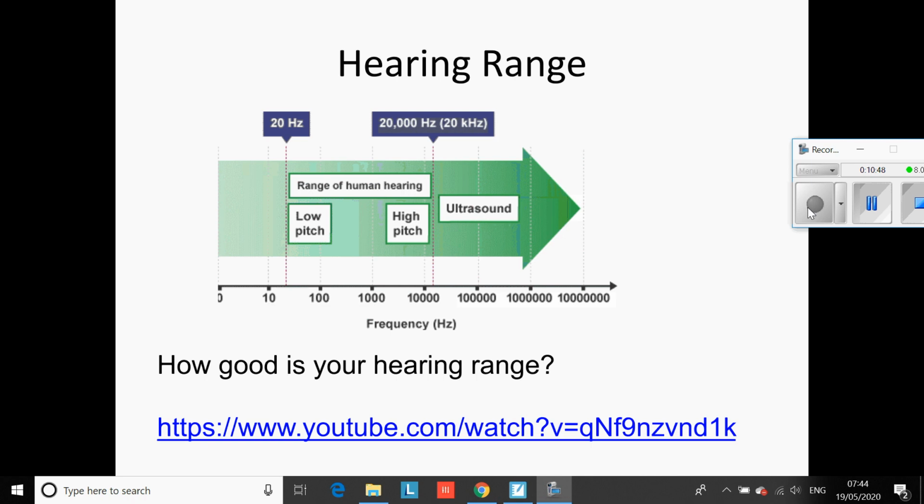Okay, so just to give you an example of this, my plan was to actually be playing high frequency sounds through the speakers in the classroom and see if anyone actually noticed. But firstly, you need to be clear about this and make this big and clear in your book. Humans can hear from 20 hertz up to 20,000 hertz, also 20 kilohertz, okay?